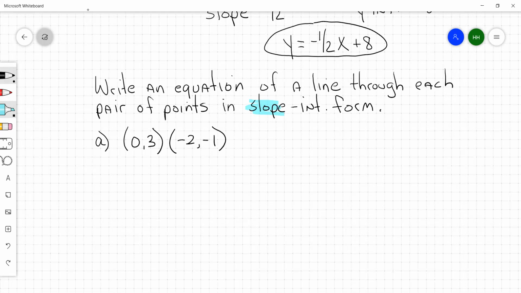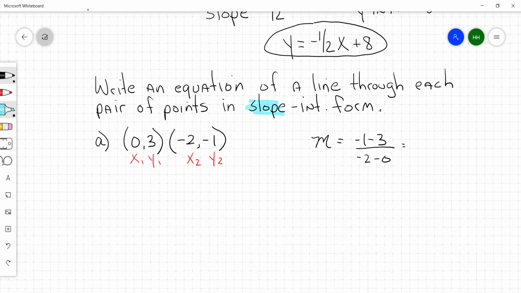Did they give you the slope? They didn't give you the slope. Did they give you the slope indirectly? They gave you 2 points on the line, right? And yesterday, you found the slope when you were given 2 points on the line. So yeah, they kind of gave it to you, but you got to do a little bit of work for it. So we're going to do what we did yesterday. We're going to label these x sub 1, y sub 1, x sub 2, y sub 2. We're going to find the slope. So our m is equal to negative 1 minus 3 divided by negative 2 minus 0.